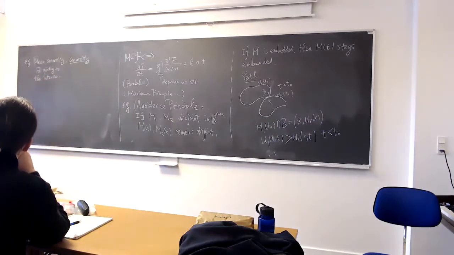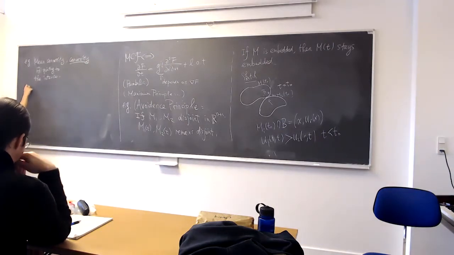Again, using some maximum principle, you can show that these two properties are preserved. So that means if you start with a convex surface and you start the flow, it will stay convex as long as the flow is defined. And it's also by maximum principle.